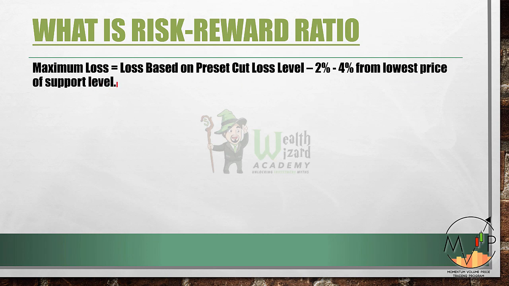Okay, so there's always been a question. With 2% to 4%, how do I know whether I should use 2, 3 or 4? And can I not use the lowest price of the support level? Maybe I just use the previous highest point of the support level, etc. How do we decide all these elements? How much, 2% or 3 or 4? What is the right price to choose as the support level to calculate our cut loss level?